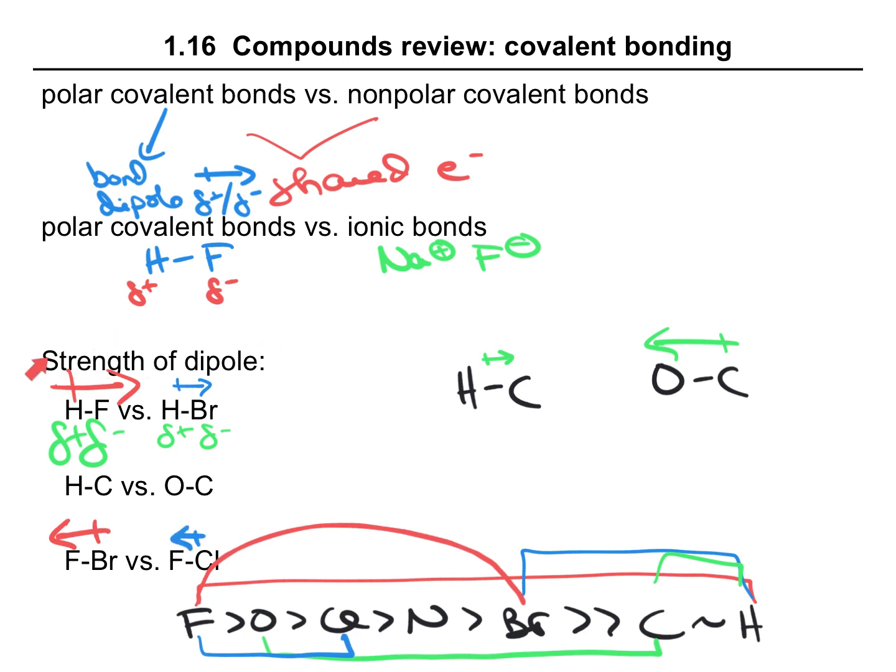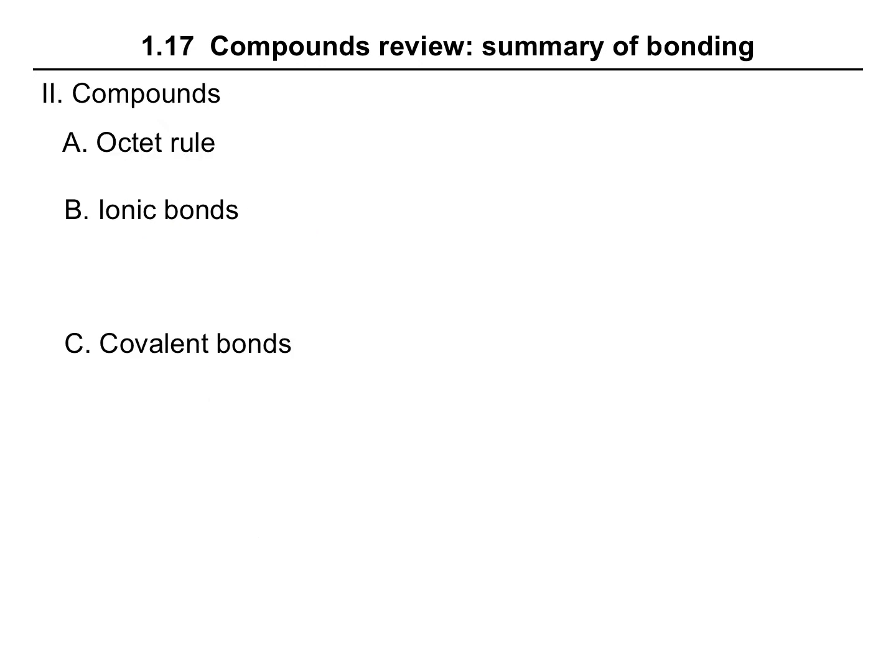Now, as I'm talking about the strength of the dipole, the big difference is in terms of the difference in electronegativity. There is also a difference in terms of the distance. So in some cases, there are more subtle factors that contribute to the strength of a bond dipole. But in general, just thinking about the relative electronegativity is going to be sufficient for us to consider relative strength of bond dipoles. So let's summarize our brief review of compounds.